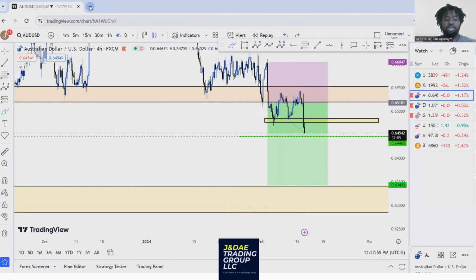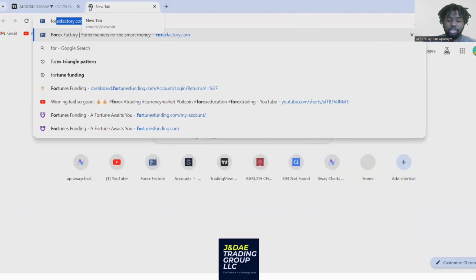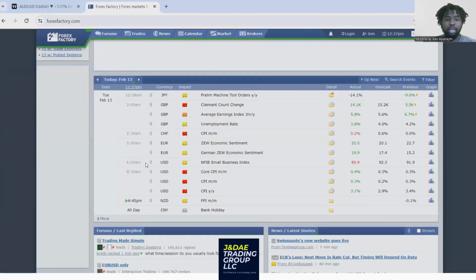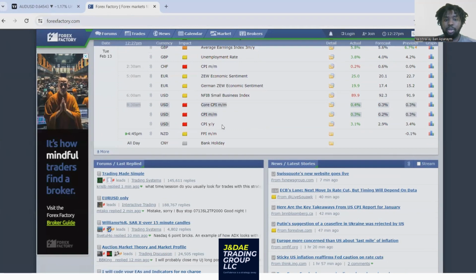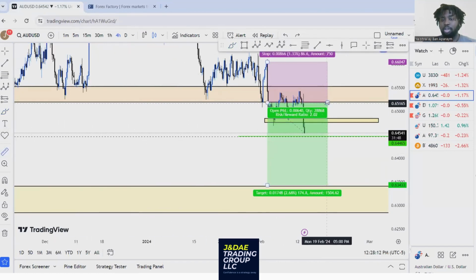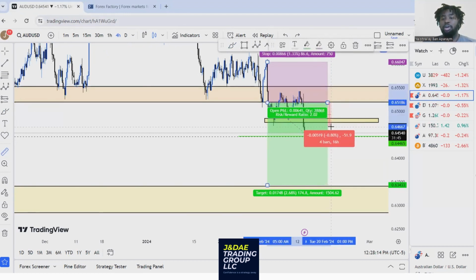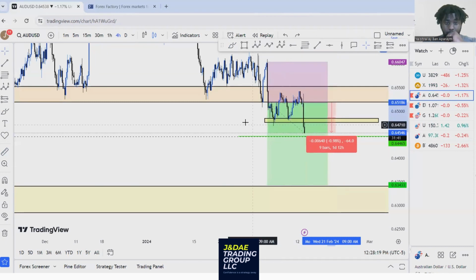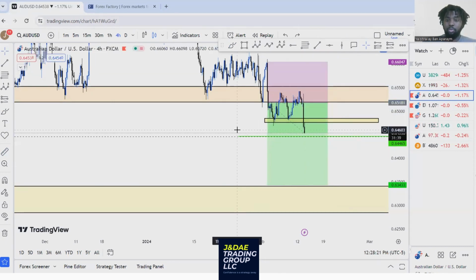And as we saw, news came out on the New York session at 8:30 a.m. Eastern Standard Time. Right here, guys, we have CPI data coming out. It was positive news for the U.S. dollar. This market tanked and is now pushing into our target. Now, I did close out one of my accounts. I did close out in profit, and price is currently 64 pips in profit. So I did close out profit on one of my accounts, which is a funded account. But on my personal account, which is my Sway Markets account, I am still holding this trade.